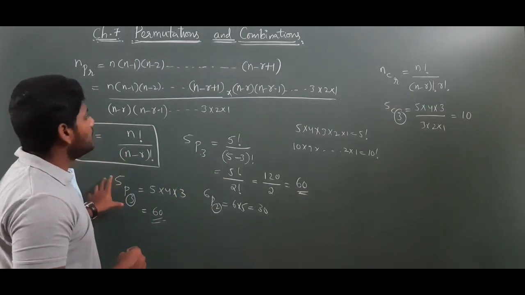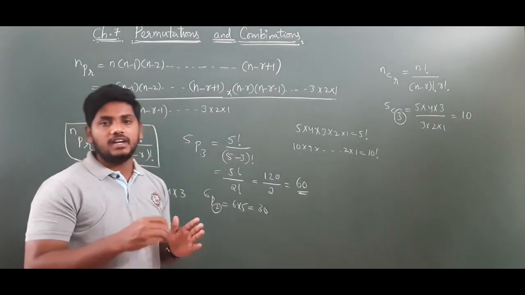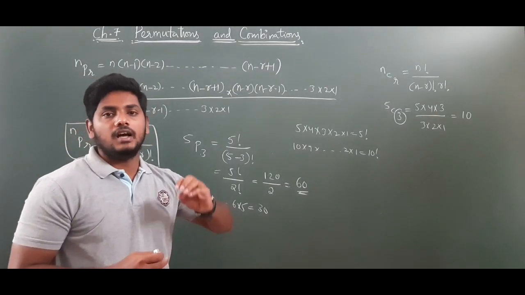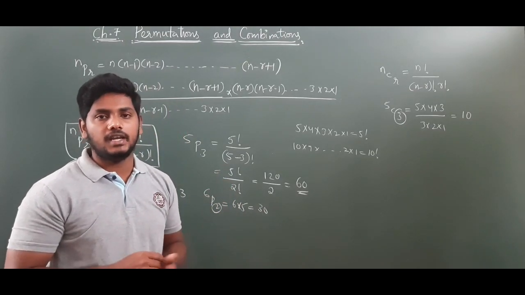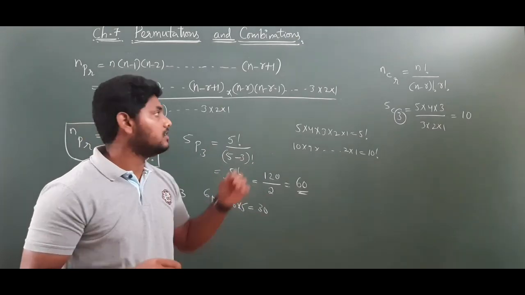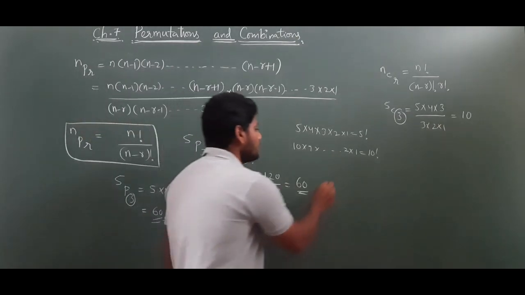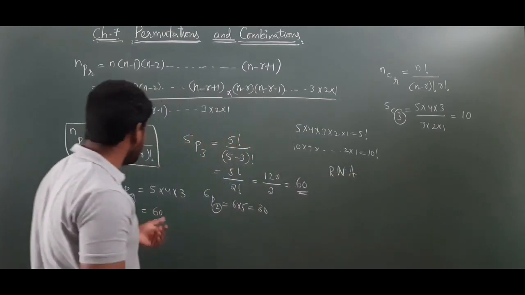So this is the formula we use to find the number of permutations when r objects are taken at a time, when we have distinct objects, when repetition is not allowed. When repetition is not allowed cases.